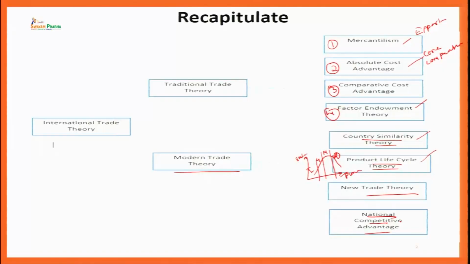New trade theory talks about certain essential parameters like economies of scale, product differentiation, and it also talks about first mover advantage. And the national competitive advantage theory is given by Michael Porter, and this particular theory is also known as the factor diamond theory. There they focus on four essential factors: factor condition, demand condition, related and supporting industries, and the strategies and structure of the rivalry companies in that host country. So these were the different theories that we had discussed.